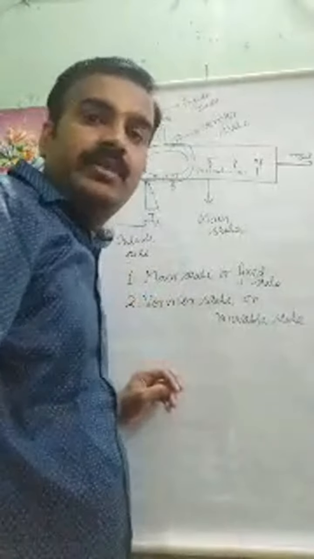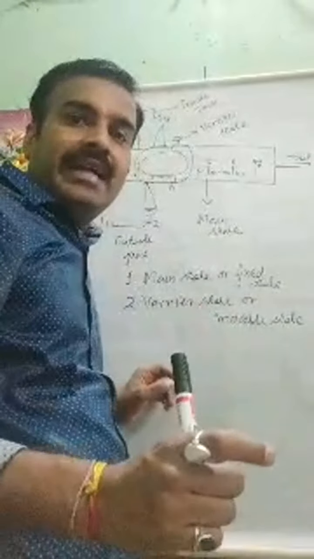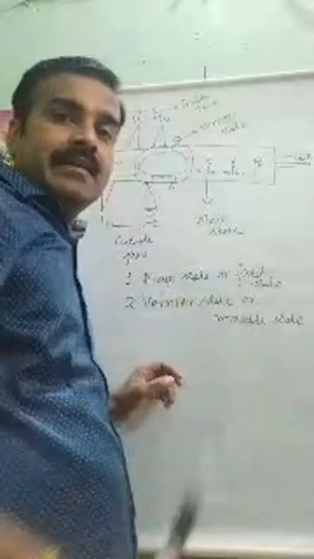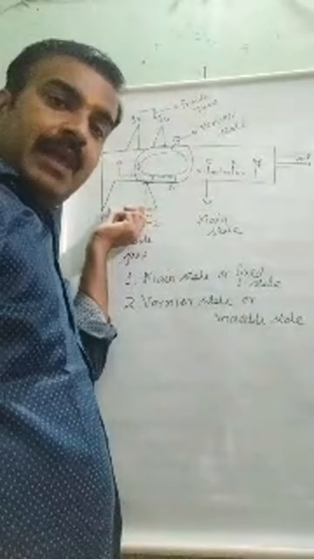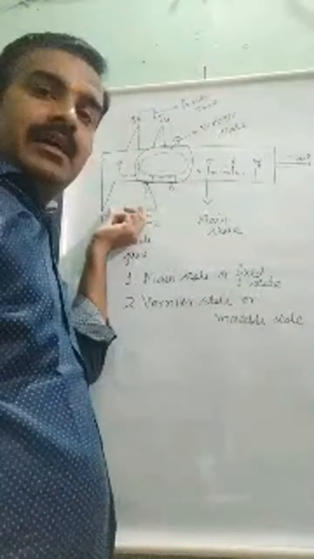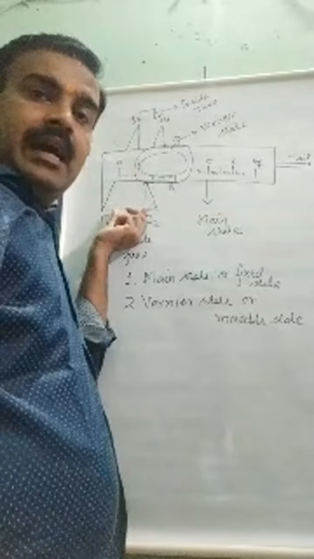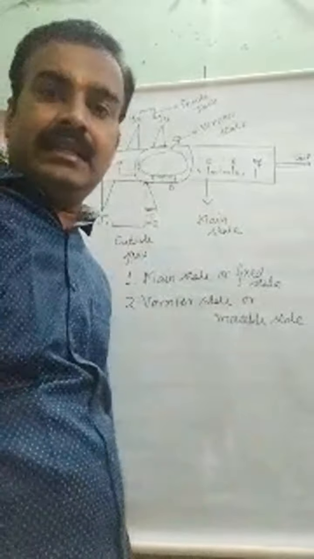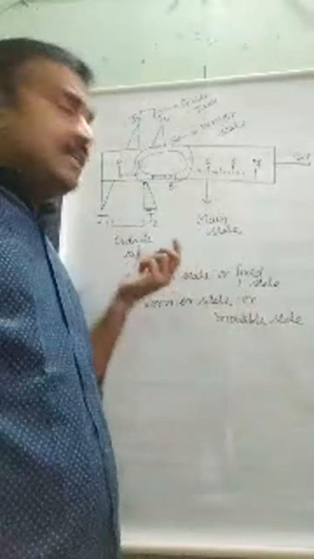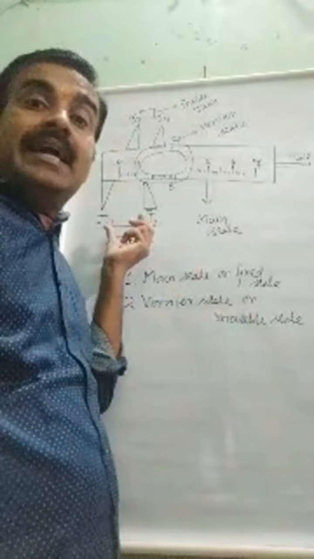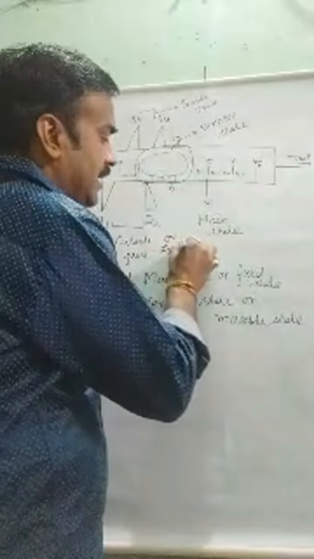By this one we can find out the dimension of any object. If we want to find the diameter or the length of any object, we have to fix the object between both the jaws, and we can easily find the radius, diameter or length of any object. That means this one is called the external jaw, outside jaw or external jaws.